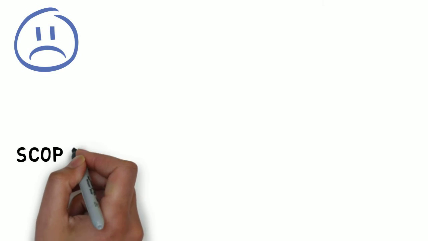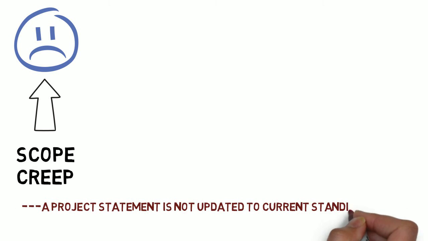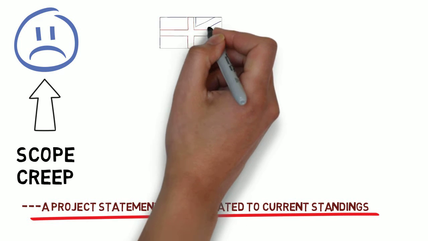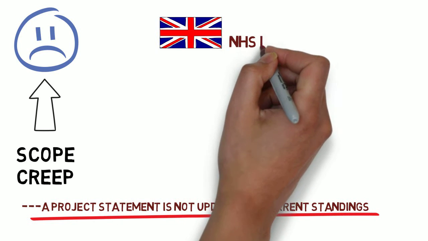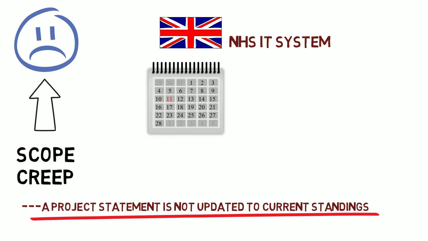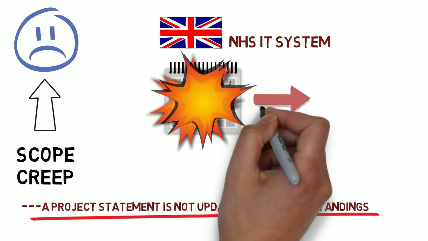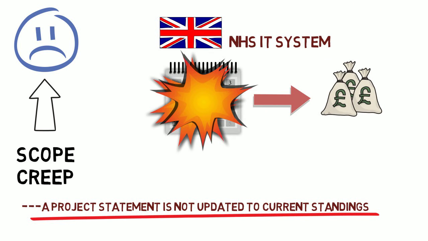Scope creep is the main cause of failure in a project. This is where a project statement is not updated to the current standings. An example of a poor project scope was the implementation of a new NHS IT system. The NHS was set to implement a groundbreaking new IT system that would be the world's largest civilian database. However, it soon became one of the largest project failures in the UK, costing the taxpayer millions. A catastrophic project scope and very poor scheduling made by the UK government, project managers and senior executives caused a large cost for the taxpayer of up to £10 billion.